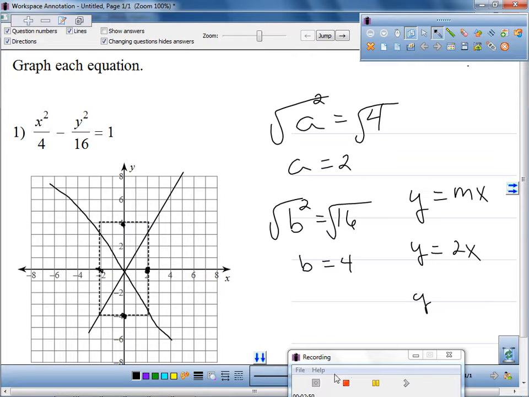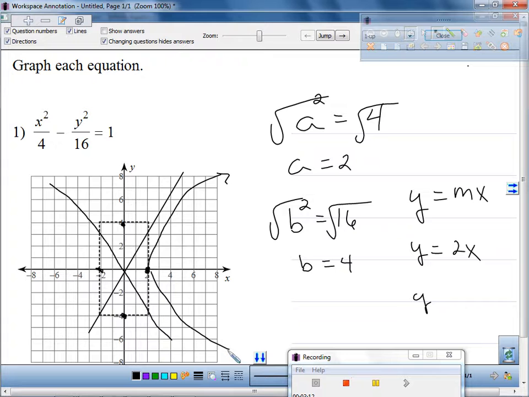Now the question earlier was how do we know if it's up here or here? Now our a value is our vertices. So our vertices is right here. So we're going to draw a graph coming out of here. We'll draw our branches from here. Okay, and then here.